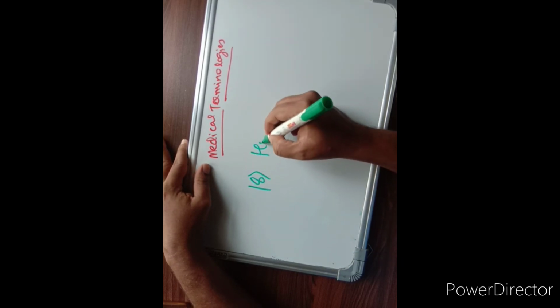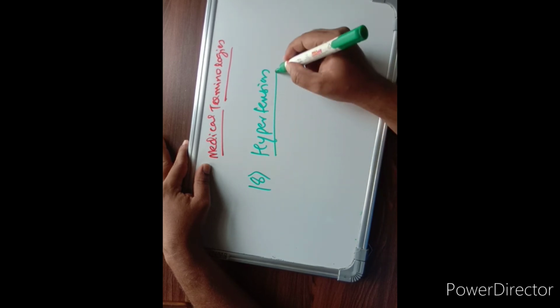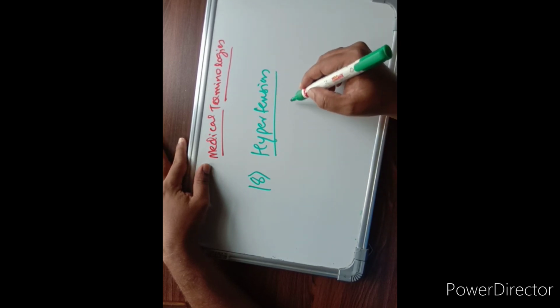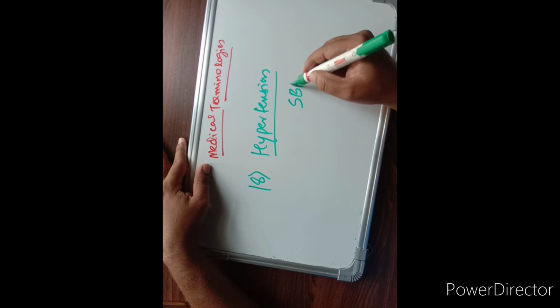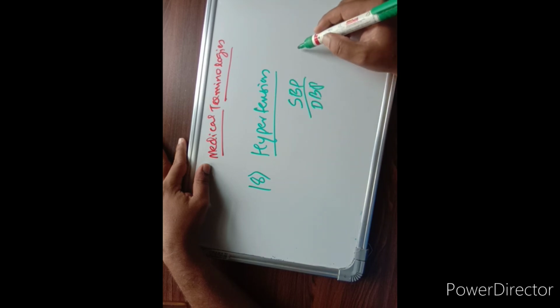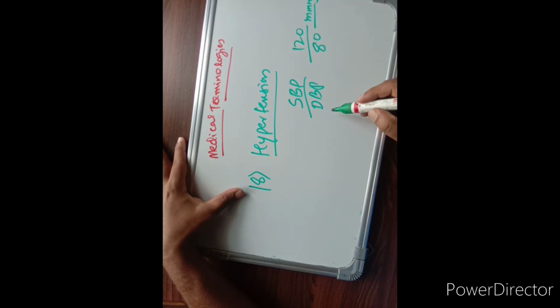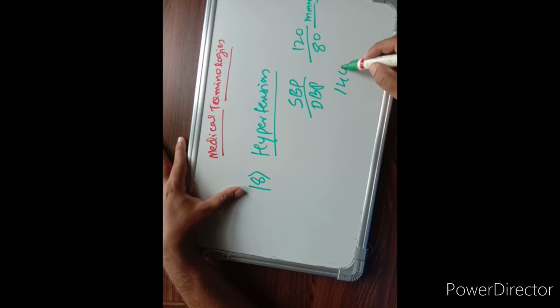Hypertension. So hypertension is nothing but, see here, we have two types of blood pressure, systolic blood pressure and diastolic blood pressure. Normal systolic blood pressure is 120 and normal diastolic pressure is 80 mmHg, millimeter of mercury. When systolic blood pressure goes beyond 140 and diastolic blood pressure goes beyond 90 mmHg, it is known as hypertension.